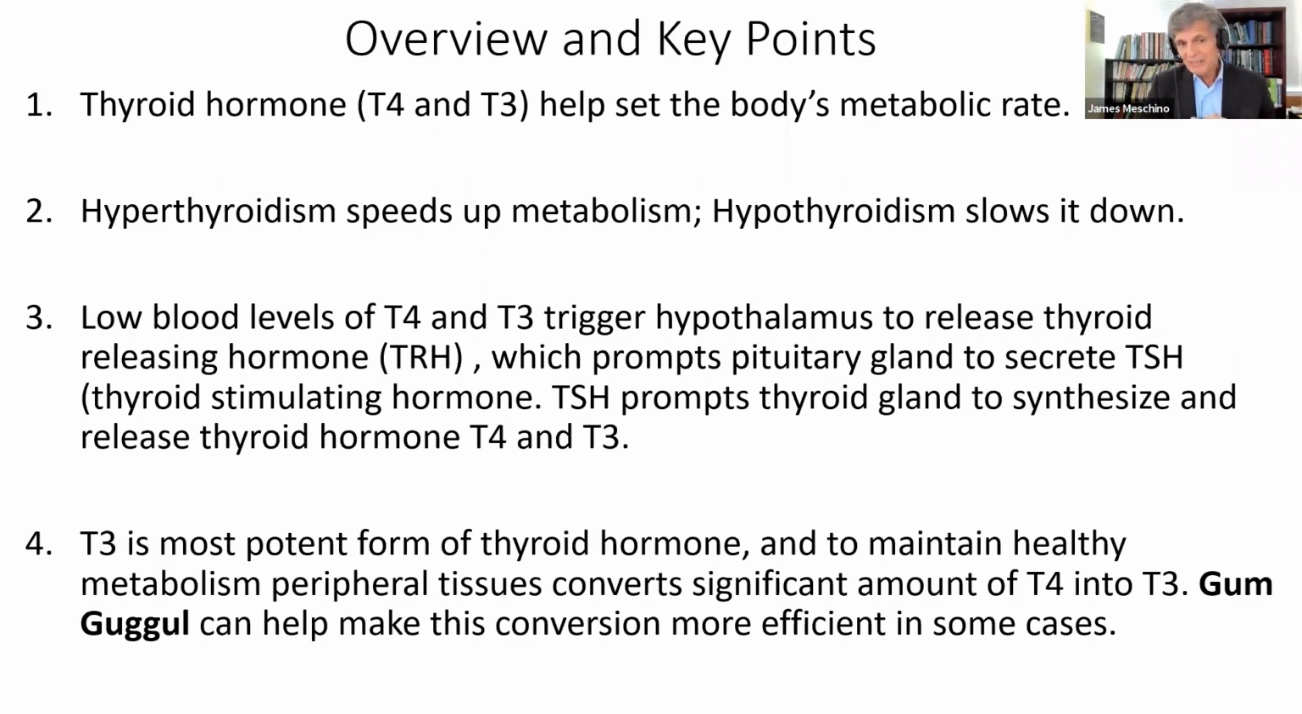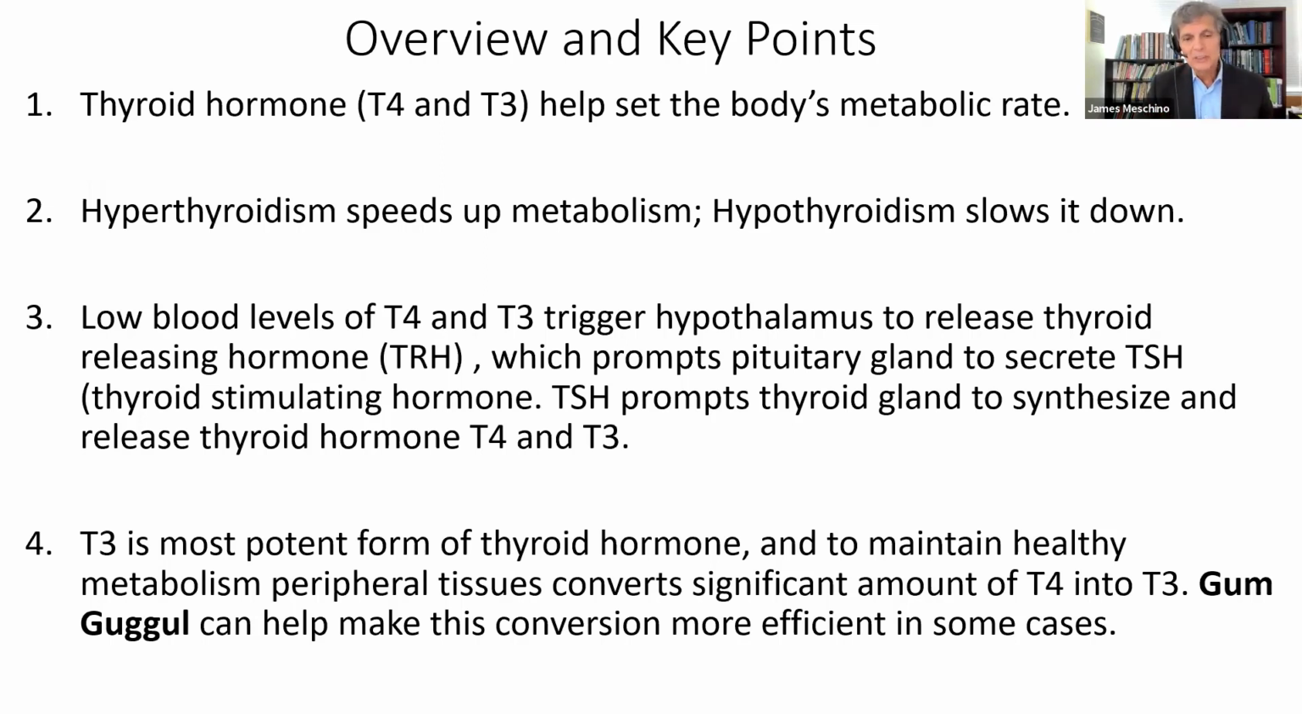So low blood levels of T4 and T3 normally trigger the hypothalamus to release thyroid-releasing hormone, which in turn prompts the pituitary gland to secrete thyroid-stimulating hormone. And then that TSH travels to the thyroid gland and stimulates the synthesis and the release of the two thyroid hormones, T4 and T3. T3 is actually the most potent form of thyroid hormone, helping to maintain metabolism.